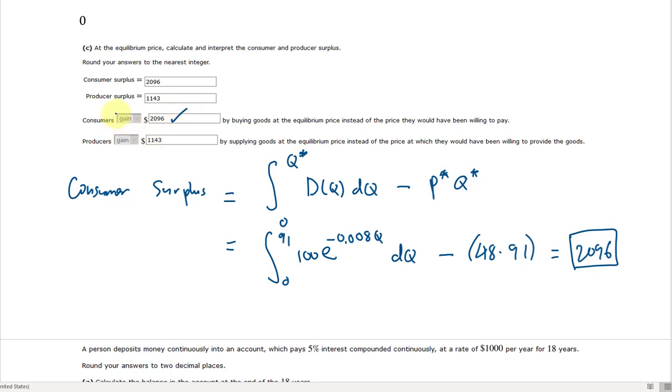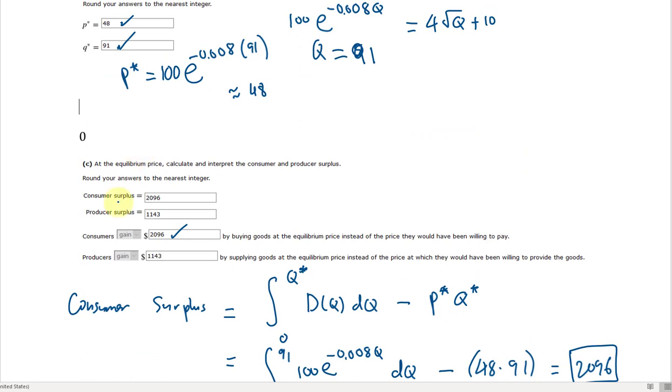So this tells us that the consumer gains this much money when they buy the goods at the equilibrium price instead of at the price that they would have been willing to pay. Okay, the last one is the producer surplus. Let's do it here. Producer surplus.